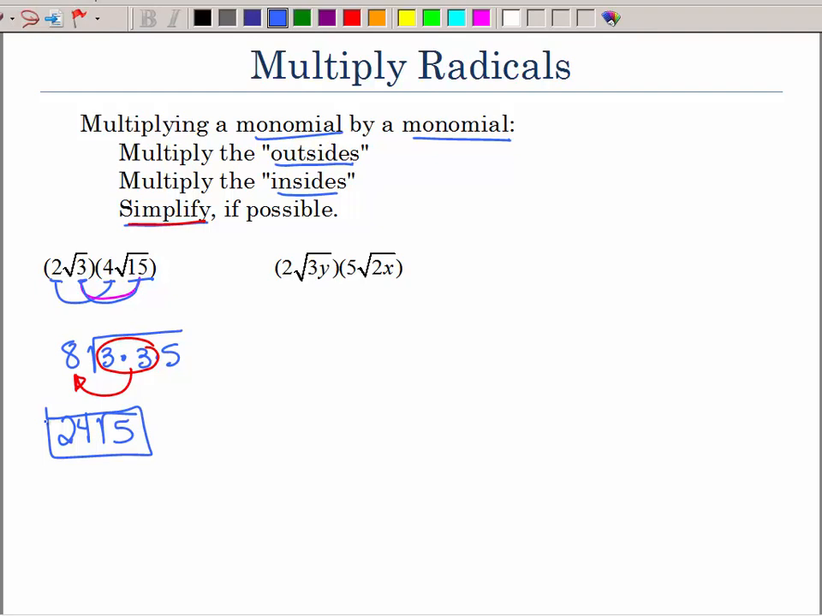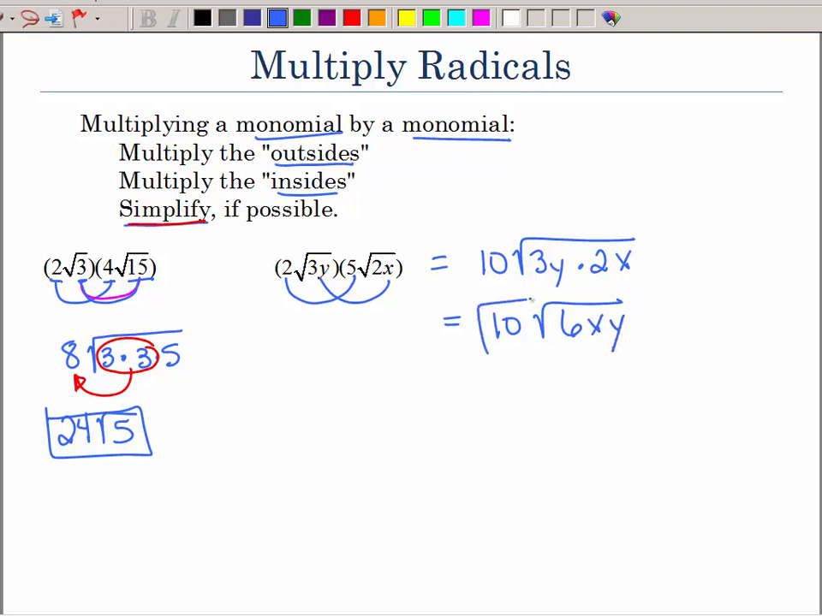Let's look at the next example that has some letters. Multiply the outsides, which is 10, keep the radical, and I have 3y times 2x. I don't see any pairs, so I'm just going to multiply that together and get 6xy. That's all there is to it.